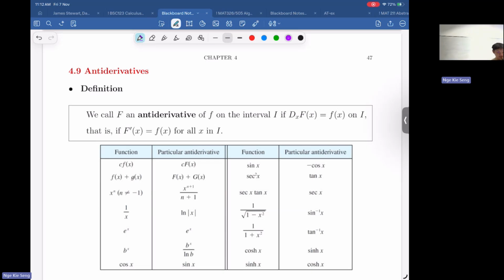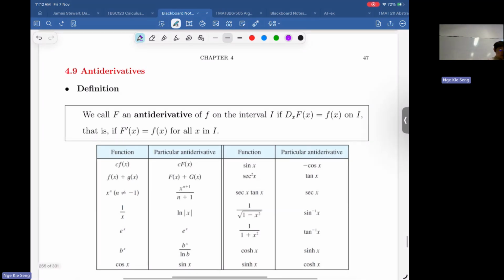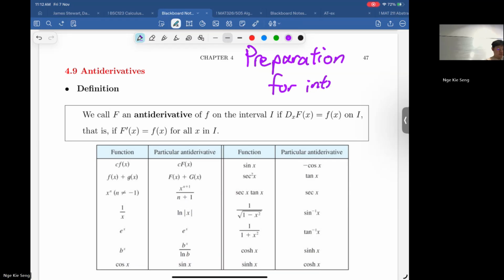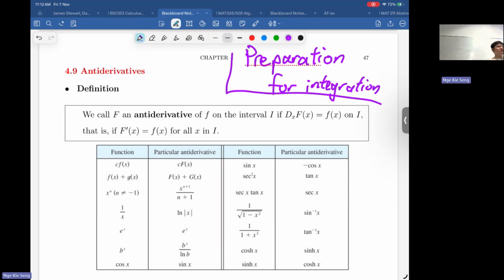Okay, let's continue for the last hour here about antiderivative. This section is preparing for integration. Please take note. You might think this section is very simple, but it is preparing for integration. For the Chinese students, you haven't touched integration before, is it? No, but please listen carefully. So here is the preparation for it.